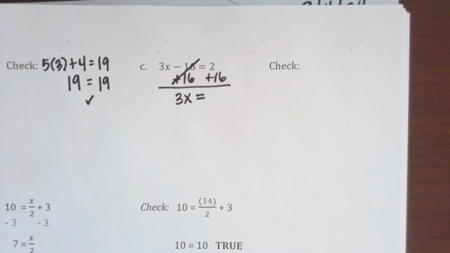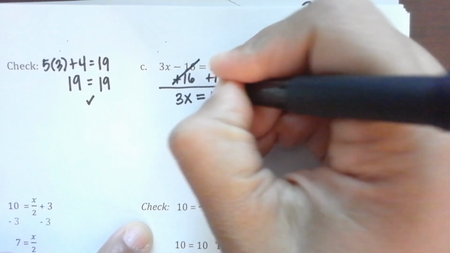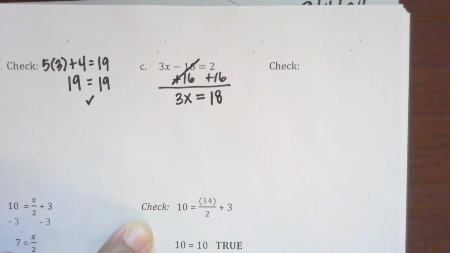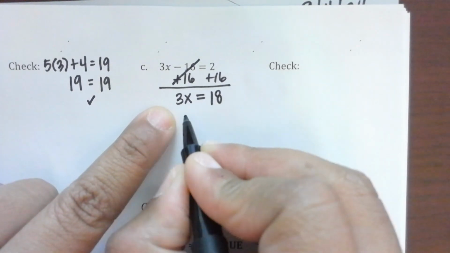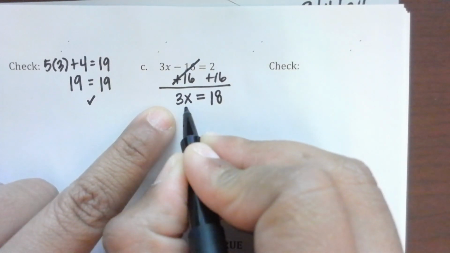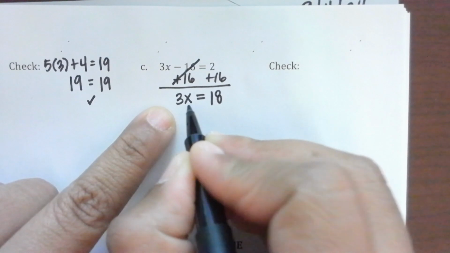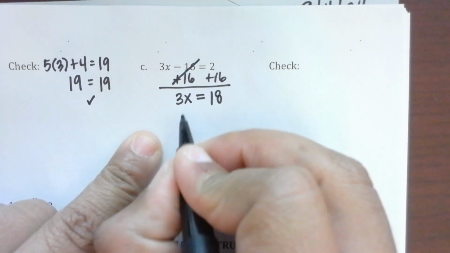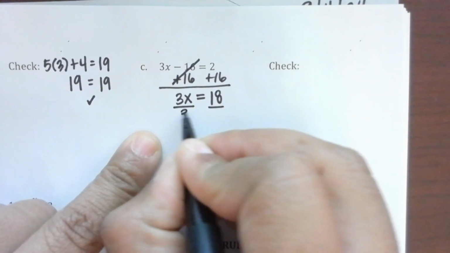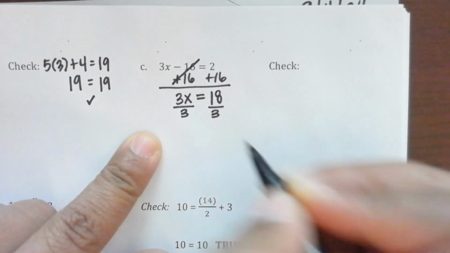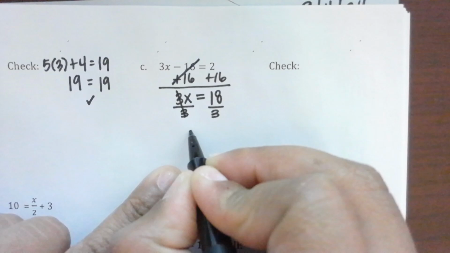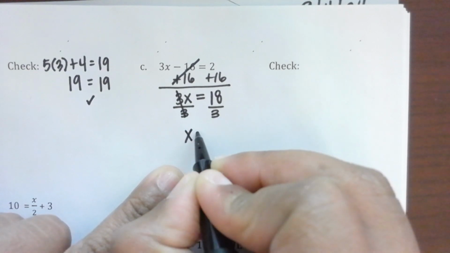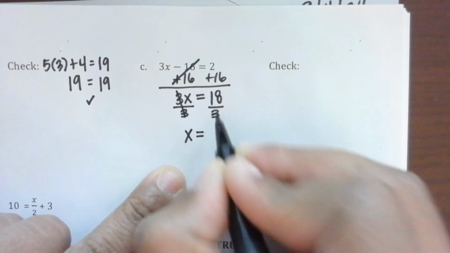What'd y'all get? 18. Absolutely. What do I do from here? Divide, because what's happening between 3 and x? Multiplication. So the inverse is division. So what am I dividing by? 3. Perfect. What happens to these 3's? So what's brought down behind that? And what's being typed in?